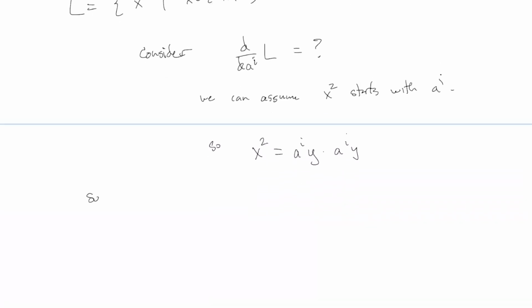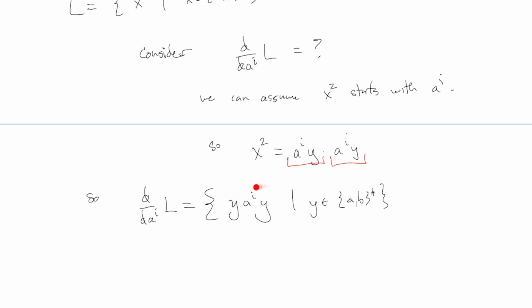So this is weird, but it is a fact. The derivative with respect to A to the I of L is equal to all strings of this type, y A to the I y, where y is in AB star. It's because in order to be squares of something that started with A to the I, they must look like A to the I y followed by A to the I y. And when I take the derivative, we cancel the A to the I at the beginning, and all that remains is this. Yay.